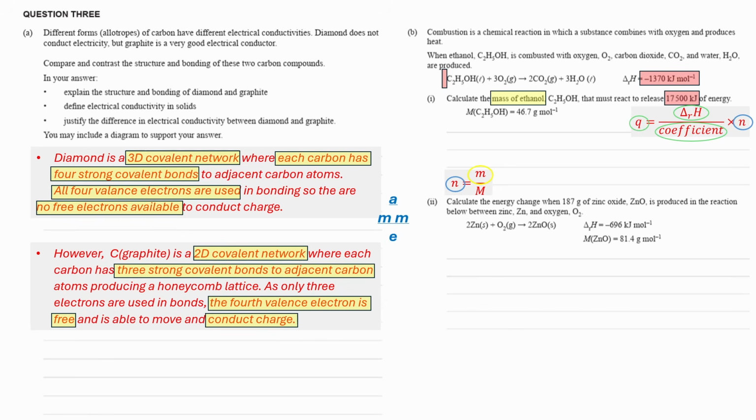So we know all 3 of these things. We can find out n, and then once we've found out n, we know what the molar mass is, but we'll go over that later. So I put all of these 3 things into this equation, Q equals ΔrH over coefficient times moles. And then I either put it in an equation solver or rearrange. Moles equals 17,050 divided by 1,370. I get moles equal 1.28 moles.